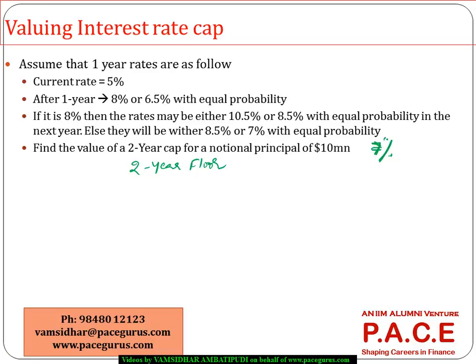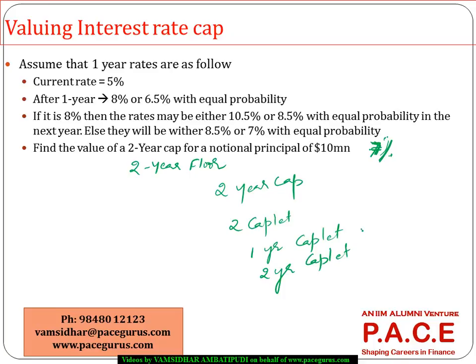Let me assume that the strike rate is 7% because there is no strike rate mentioned in this numerical. Now how do you go about it? Because this is a 2-year cap, I'll do the cap first. Because it's a 2-year cap and the payments are annual, I have 2 caplets. There is a 1-year caplet and there is a 2-year caplet. The summation of the value of these 2 caplets is what will create the value for a 2-year cap.